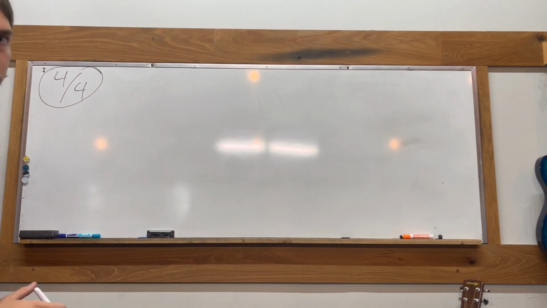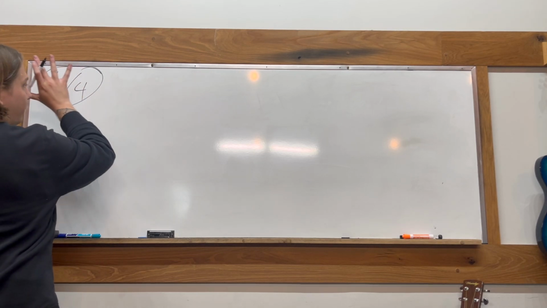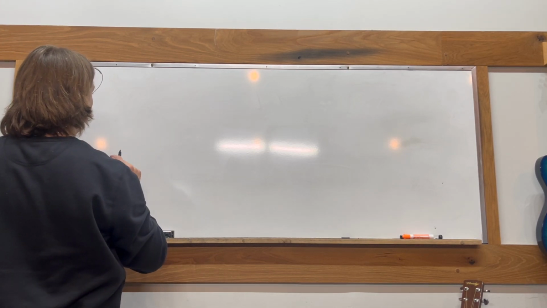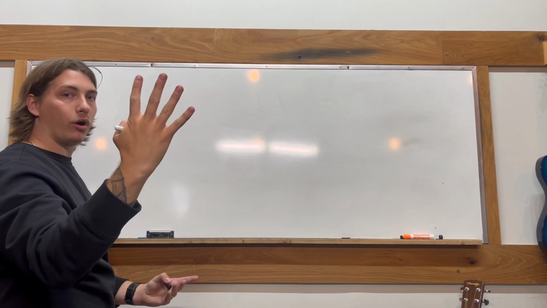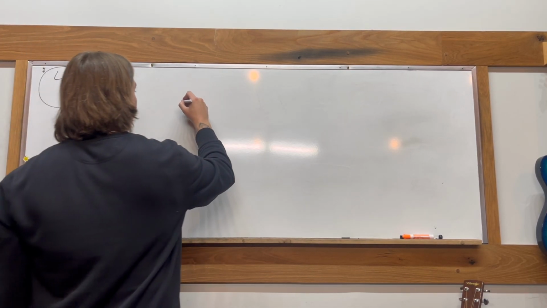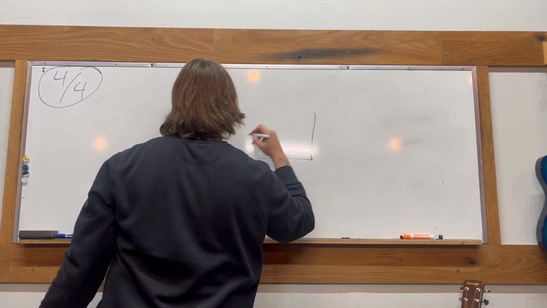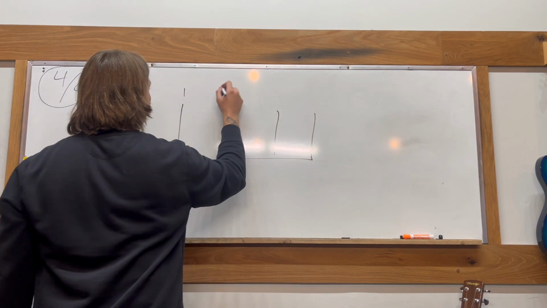Okay, so what is this? Anybody tell me? This is 4/4 time signature. Remember, what does this mean? It means we're counting to 4. That's it. That's all it's saying. Hey, everybody, we're counting to 4. That's what this means.